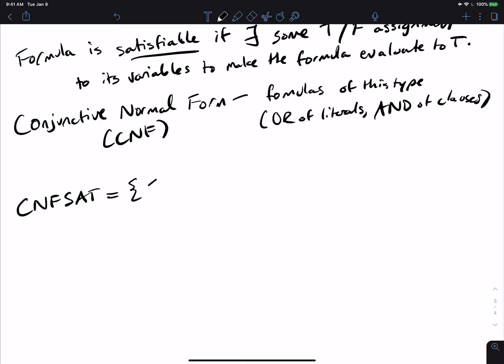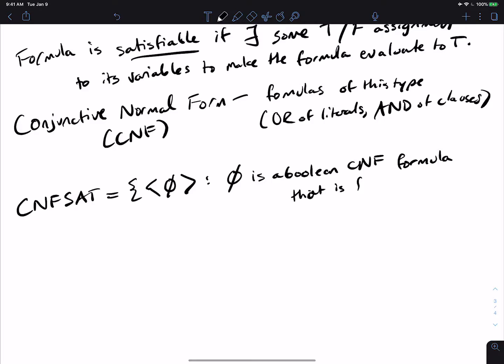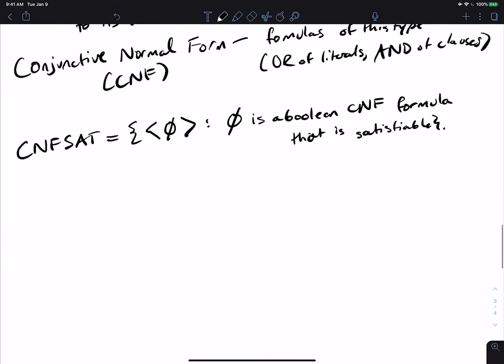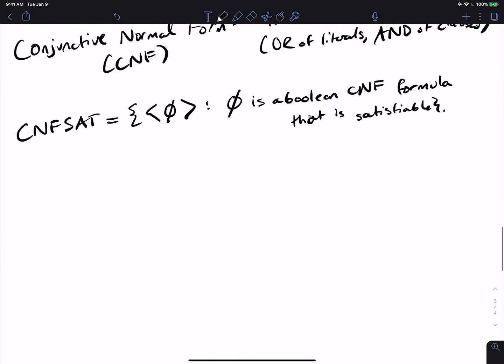So what is this problem? I'm going to be given a formula phi. So phi here is a Boolean CNF formula. I know, lots of definitions. It's unfortunate. That is satisfiable. And what can we say about this problem? Well, CNF-SAT is, I claim, in time 2 to the n times n.